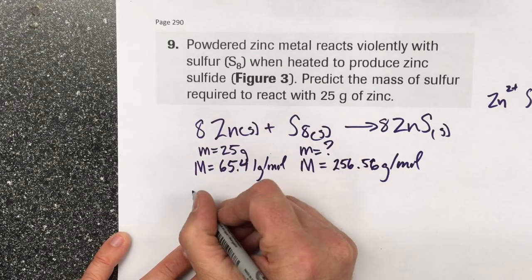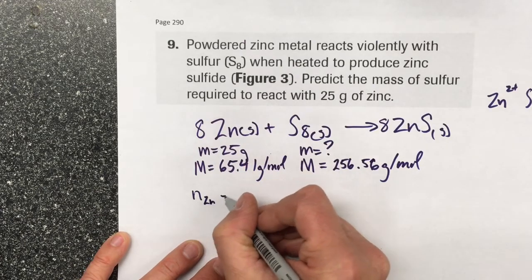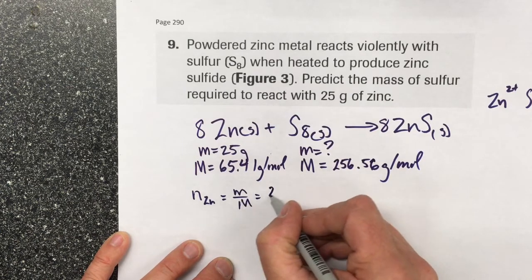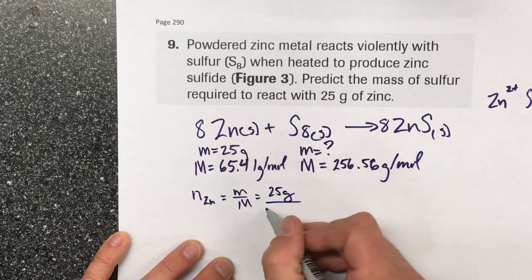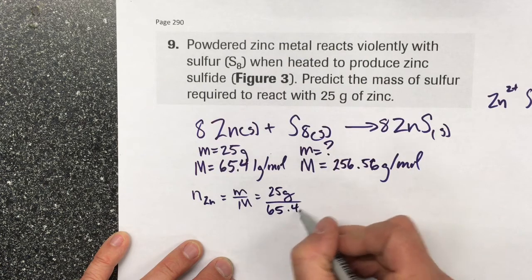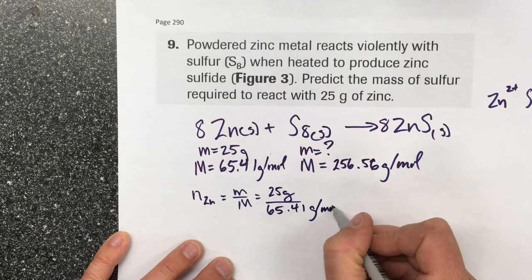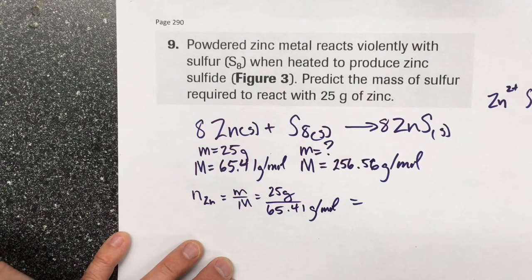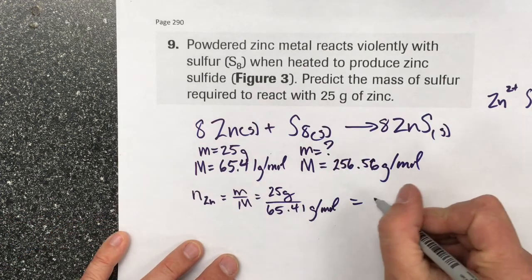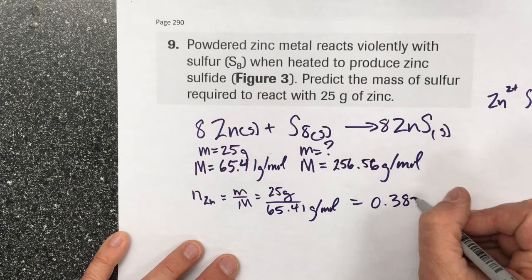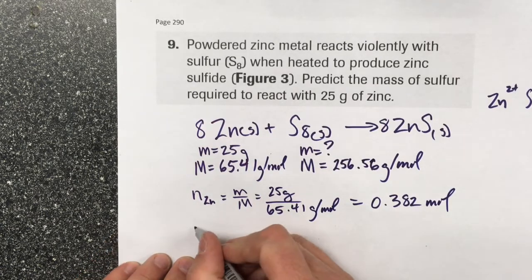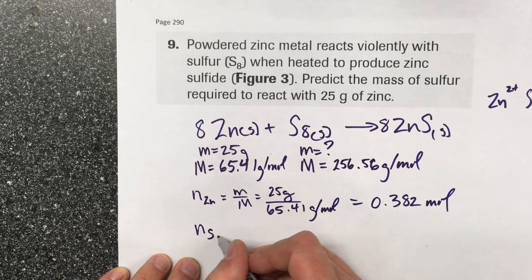Now, I have enough information to calculate this. So I'm going to start by calculating the number of moles of zinc they're talking about. So it's mass divided by molar mass. It's 25 gram divided by 65.41 gram per mole. And that gives me 0.382 mole of zinc.